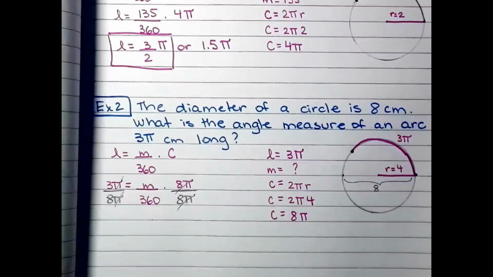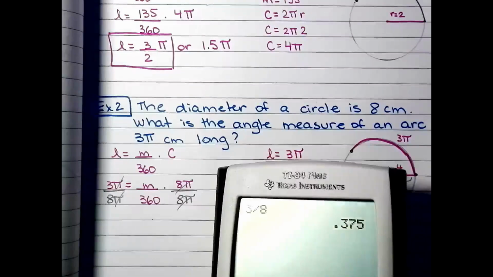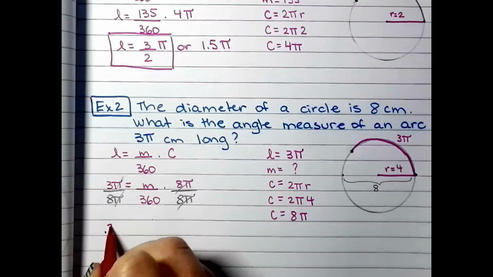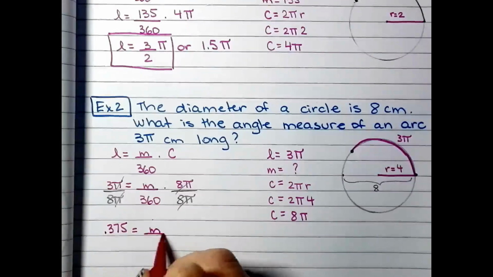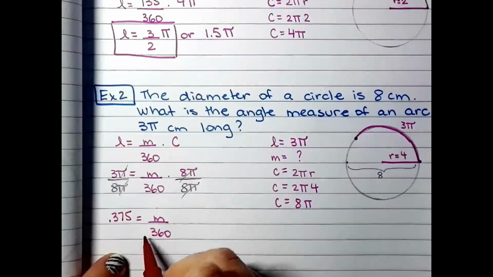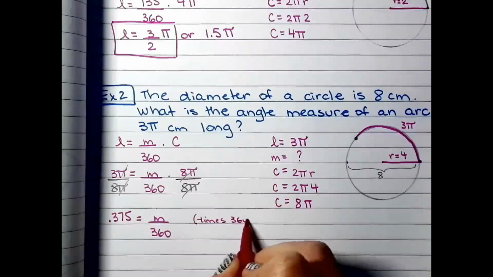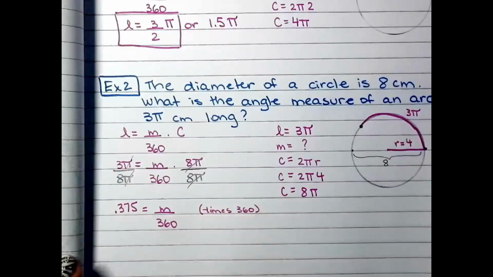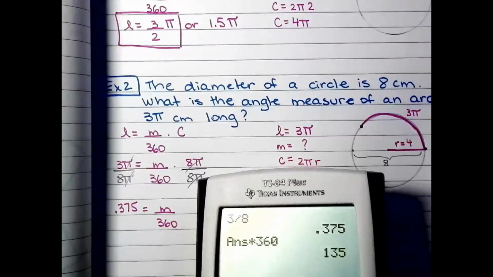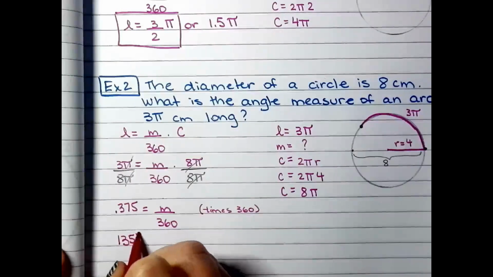If you don't like the fraction, just make it a decimal. There's no law against it. So 0.375 or 3/8. Now at this point, it's easy to see that you just need to multiply by 360. That's a reminder right there. So 0.375 times 360, that is 135 degrees.